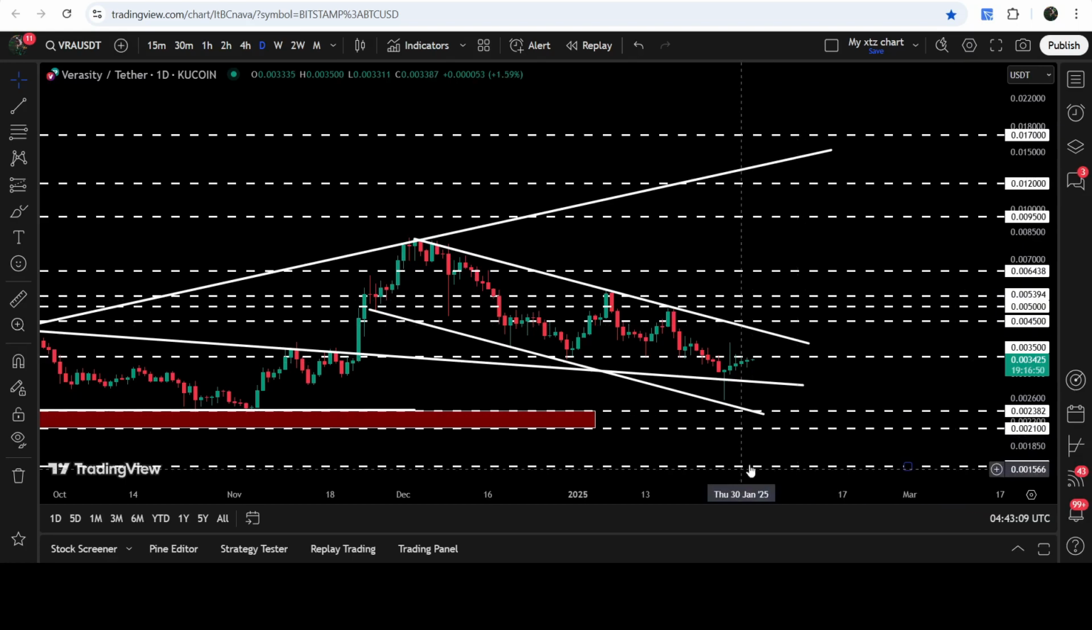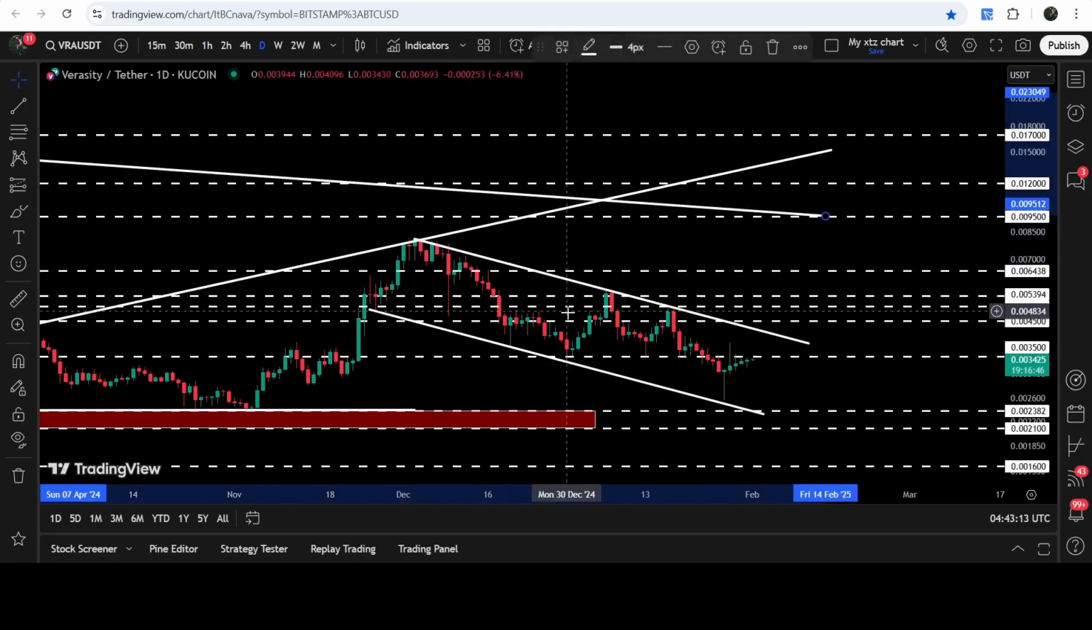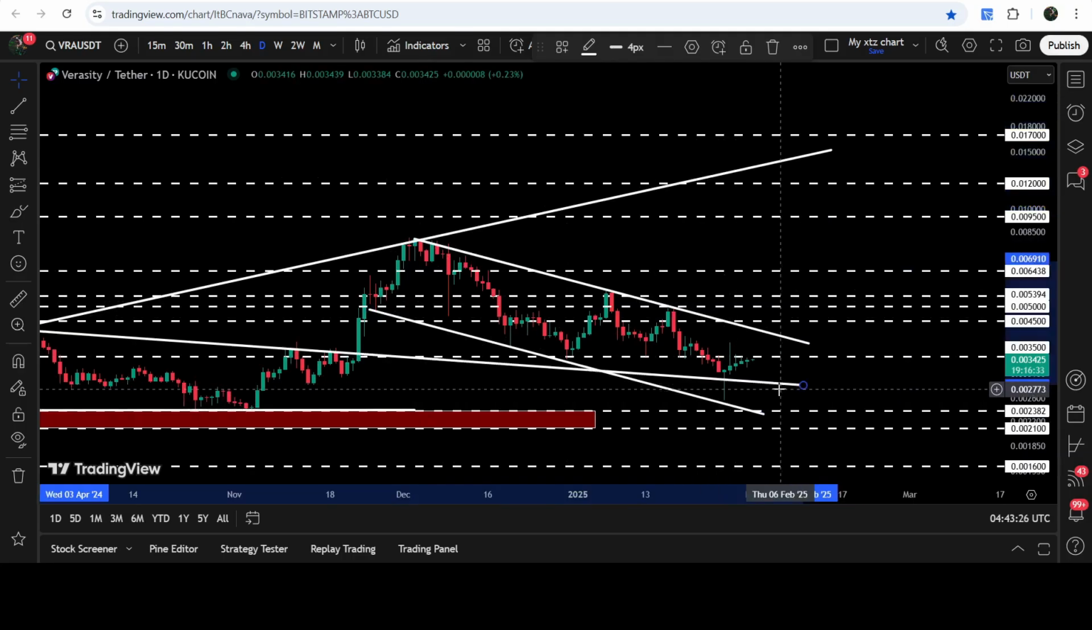Recently on the daily time frame chart, the price of Verasity has formed another down channel. You can see that for the past several days, it is moving inside this channel. We had a bounce here, rejection here, then we had another bounce here, rejection, and now recently the price has once again bounced very well from the support of this channel.